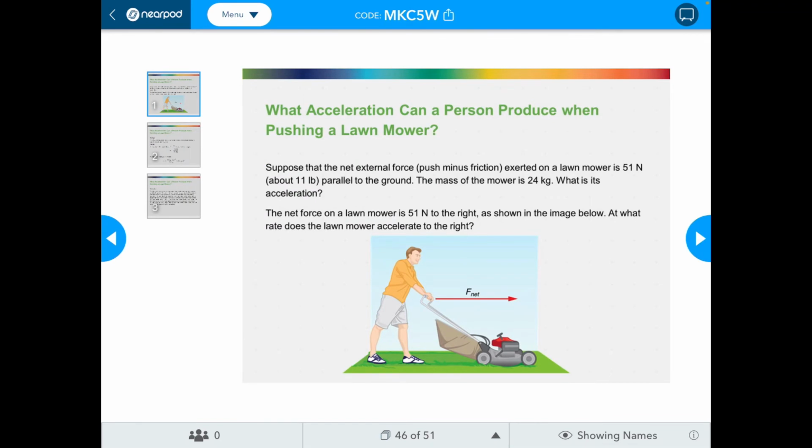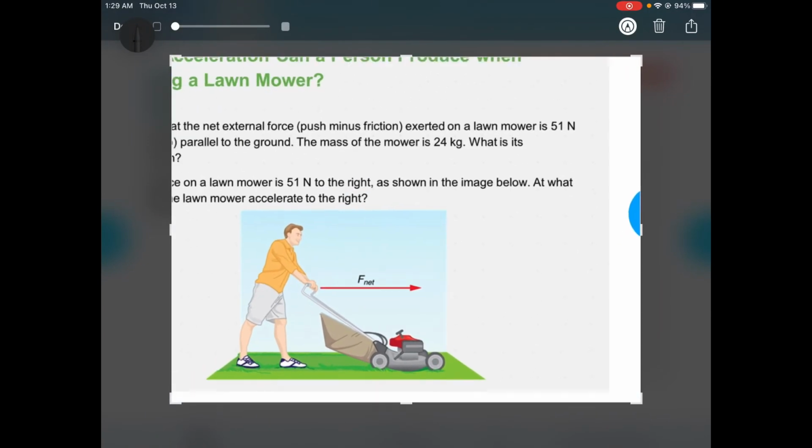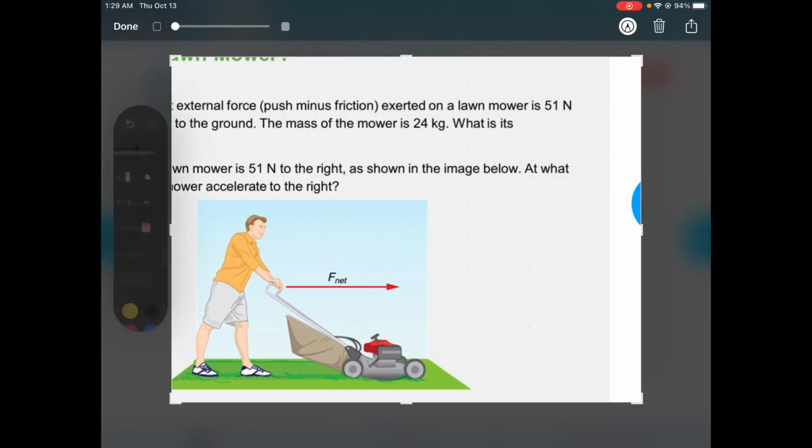So here we have a problem now. We have this mower that's being pushed with 51 newtons parallel to the ground. The mass of the mower is 24 kilograms. We want to know what its acceleration is. And I am going to go ahead and work this problem out. But we know the friction force is 51 newtons on the ground.